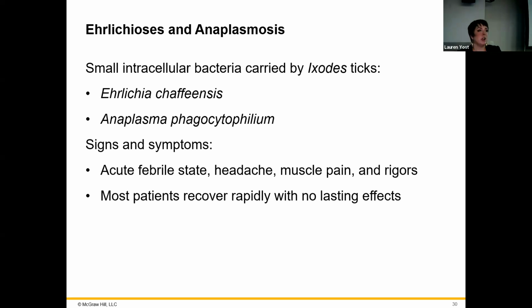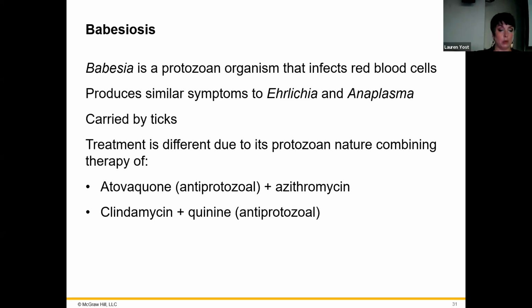So this is bacteria, Ehrlichia chaffeensis and Anaplasma phagocytophilum. These guys, again, very similar. You just get sick, and most people are going to recover from it. Babesiosis is a similar disease to the other two, but it's caused by a protozoa. And so if you have signs and symptoms that you're not recovering from, and we need to treat you, these can be treated with antibiotics and antiprotozoals.